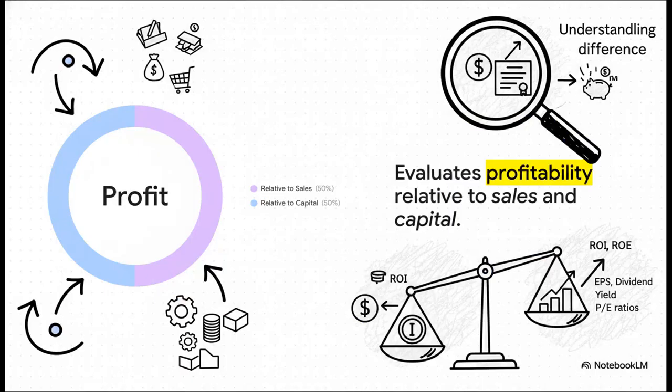But beyond just net profit, we really have to view the scoreboard through two completely distinct lenses: profitability relative to sales and profitability relative to capital. Understanding this difference is absolutely everything for an investor. Metrics like return on investment, or ROI, and return on equity, ROE, show us exactly how much profit the company generates based on the capital it actually has to work with. Meanwhile, metrics like earnings per share, dividend payout, yield, and price-earnings ratios help investors understand what kind of return they're getting for the specific price they are paying for a piece of that business. It evaluates the absolute efficiency of capital allocation.